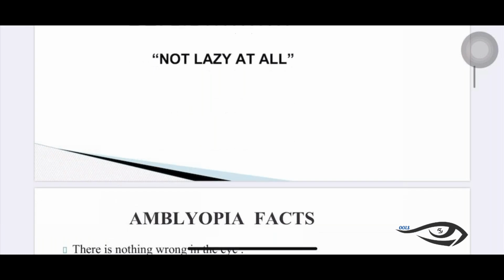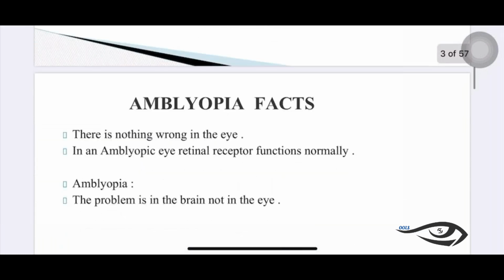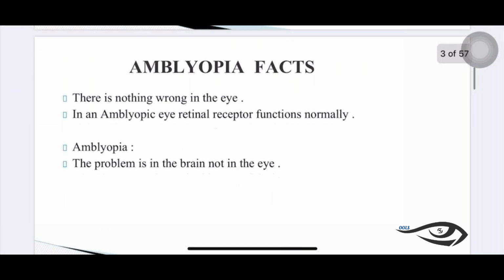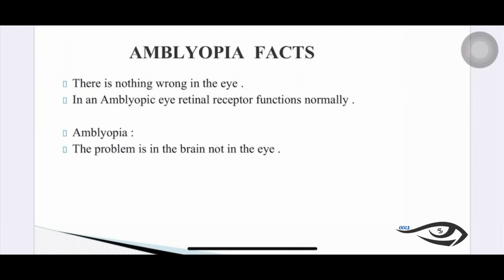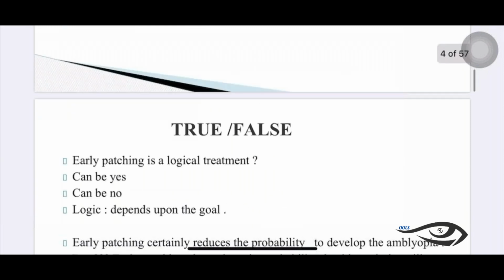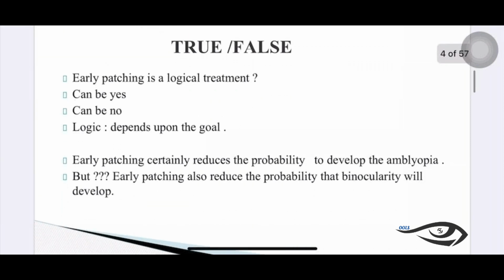There are some interesting facts about amblyopia. There is nothing wrong in the eye. If we see the retinal receptors of the eye, they function very well, they are normally functional. So where is the problem? The problem is in the brain. And what that problem is, we are going to discuss in this lecture. There are some questions that arise whenever we think about amblyopia.